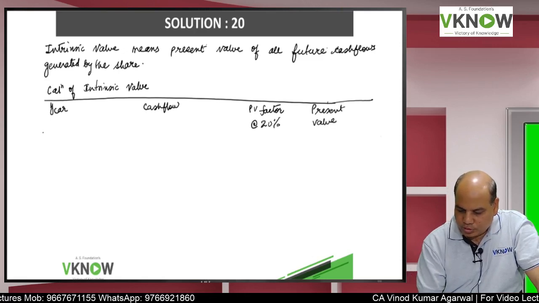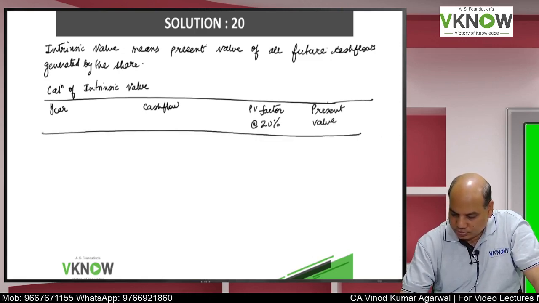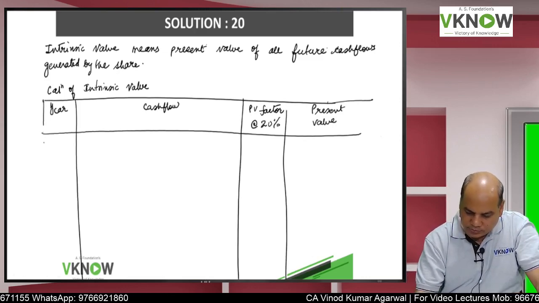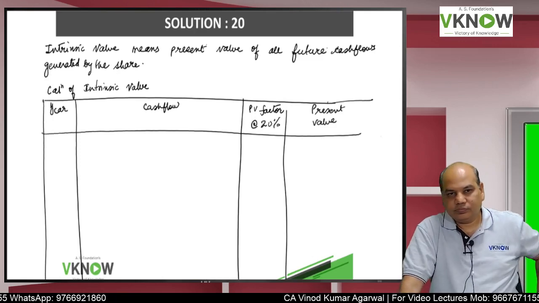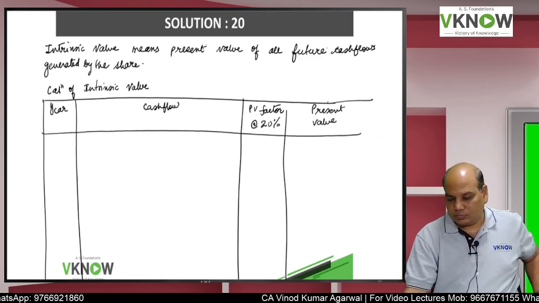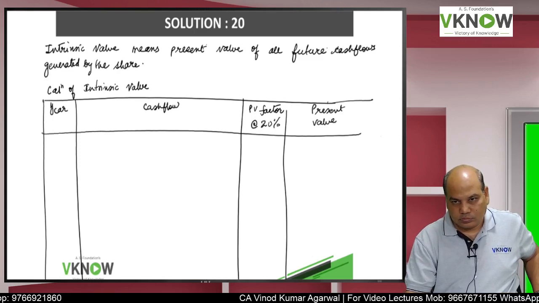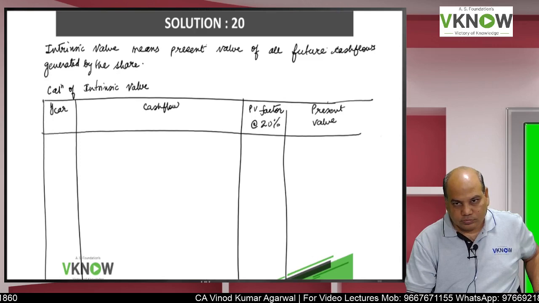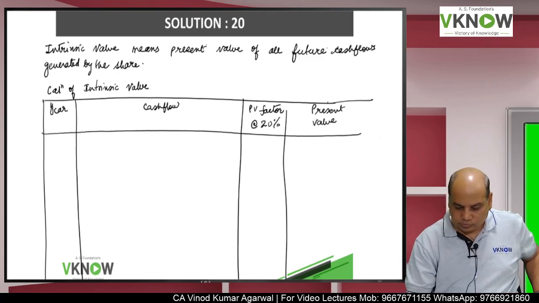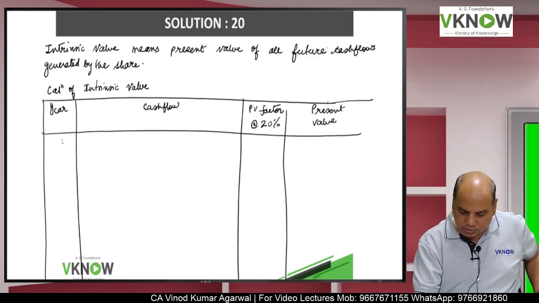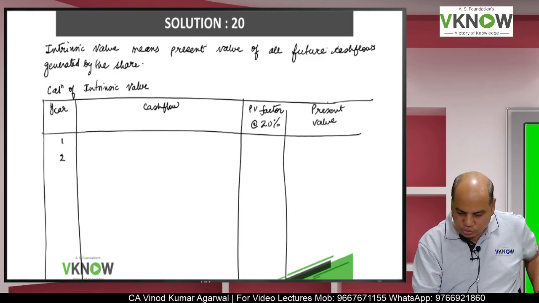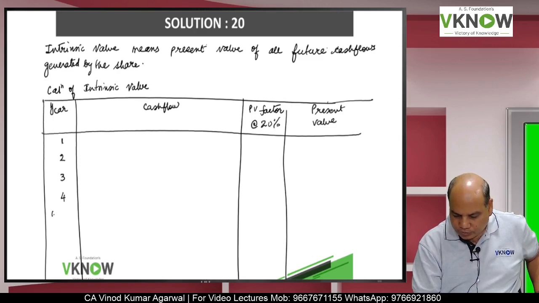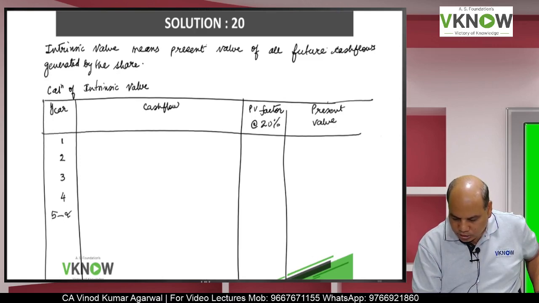You can solve by equation format also, but this is easier for understanding purpose. I hope you have drawn the format. Done. So first you write down here year 1, 2, 3, 4, 5 to infinity.